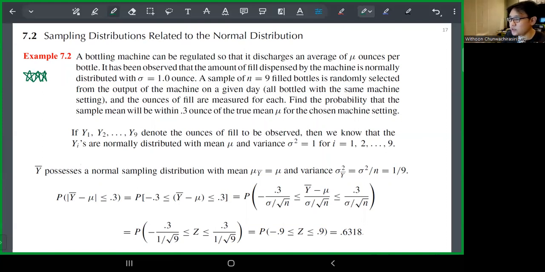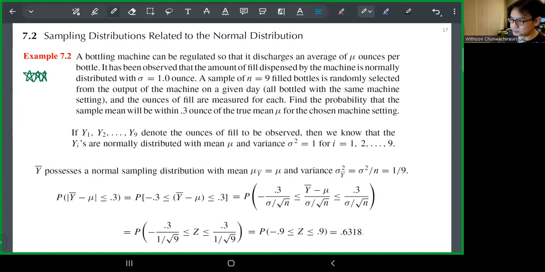Of course, because you do the 9 filled bottles, that is the number of samples that you take in, and you want to know, if you take that 9 and calculate the mean of that, how far away, with some probability, will the mean be within 0.3 ounce of the true mean, right? What is the probability that your QC sample will have the value of the mean further away than 0.3 ounces? That's the whole business here.